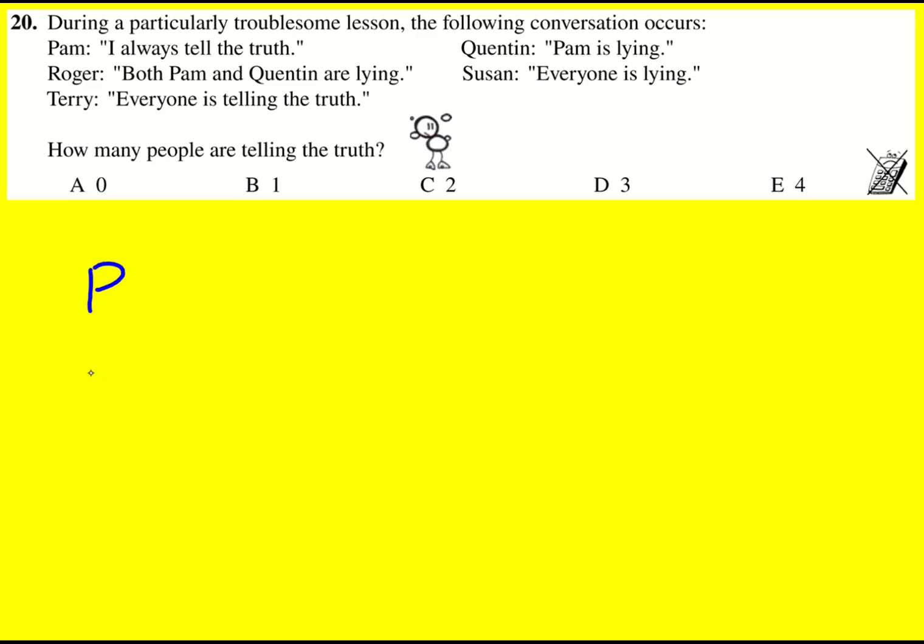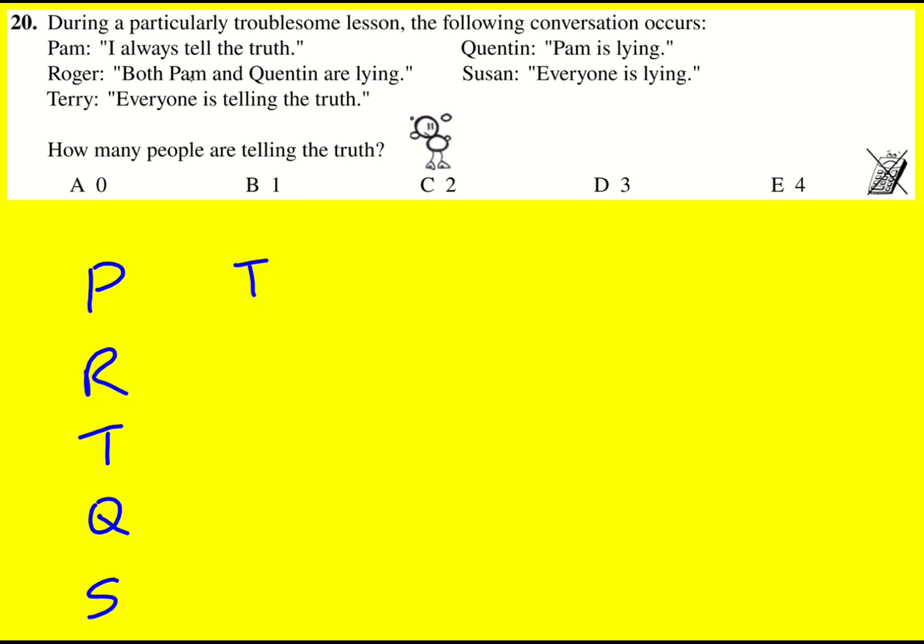For this sort of question, sometimes it's good to just assume one person is telling the truth or lying and then see what the effect is on everyone else. So let's say that Pam is telling the truth. That means she always tells the truth.